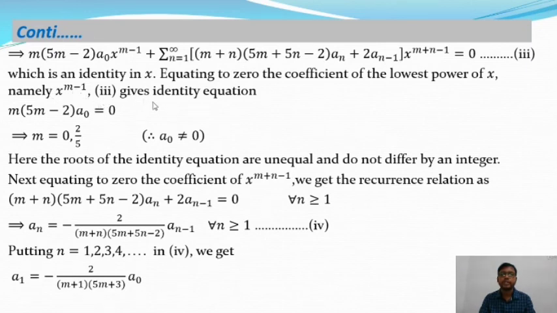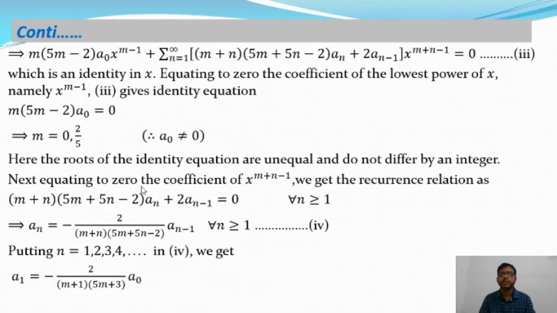Then equation 3 gives the indicial equation, that means (5m minus 2) into m into a0 is equal to 0. Okay, that means m is equal to 0, 2 by 5. So from this we will get the values of m, and they will be 0 and 2 by 5, but a0 is not equal to 0. And here the roots of the indicial equation are unequal, so they do not differ by an integer.